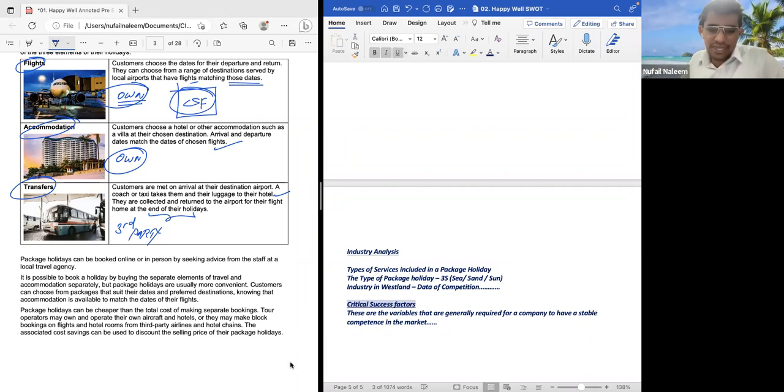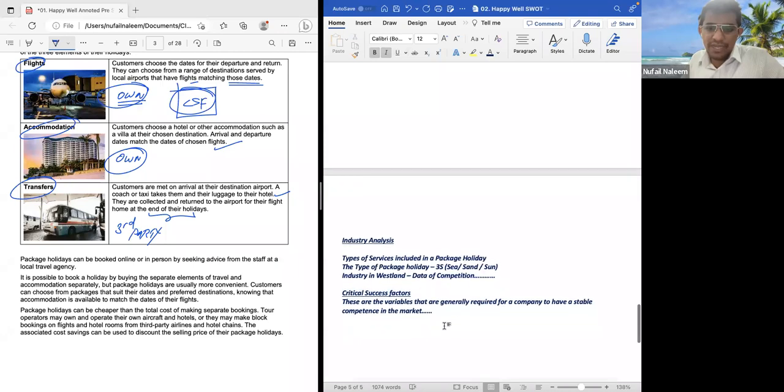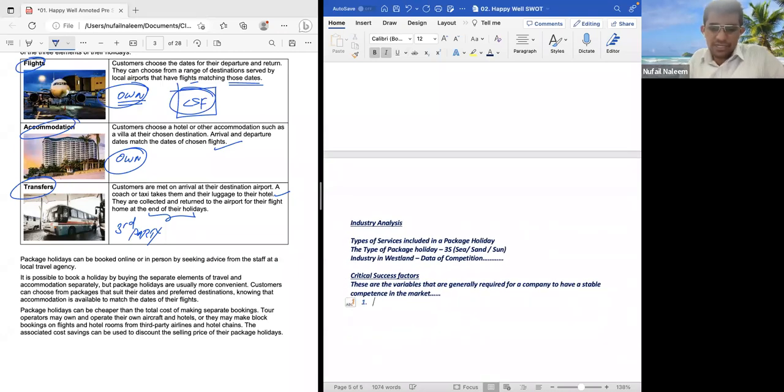Now, these are very, very important. Based on these only, differentiation takes place, value addition takes place. All these things take place based on these three factors. So, students, remember that you have to make sure that you are aware of these three factors. If you don't mind, I'll write it down so that it will be very easy for you as well. One is the flights. The other one is the accommodation.